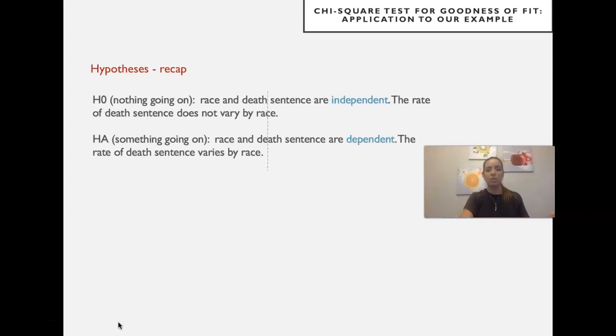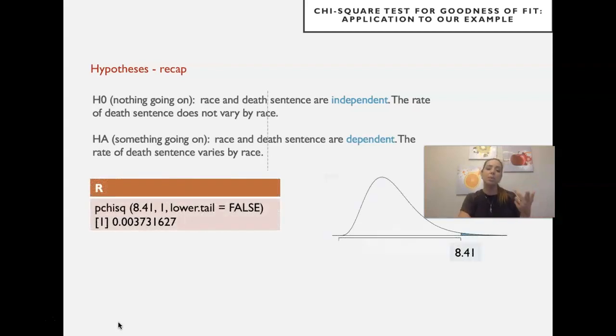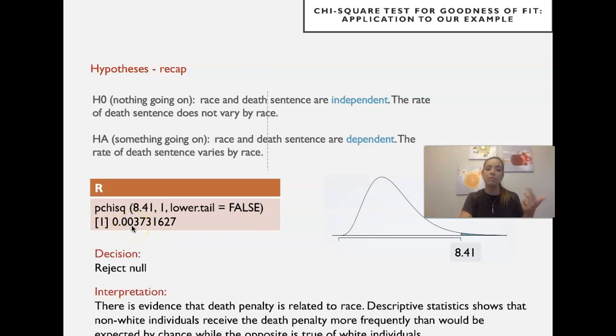Anyways, two hypotheses: nothing is going on, race and death sentence are independent. And the alternative hypothesis that something is going on, some relationship between race and death sentence is present. And because the probability of seeing the deviation that we saw with 1 degree of freedom is less than 0.05, we're going to reject the null in favor of the alternative hypothesis. And the interpretation here is that there is evidence that death penalty is related to race.